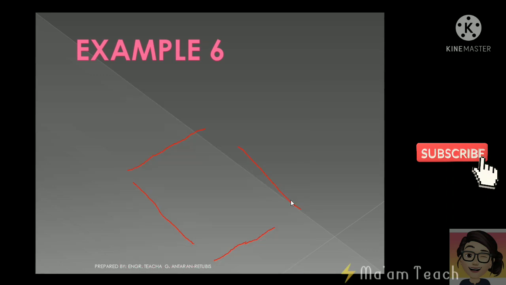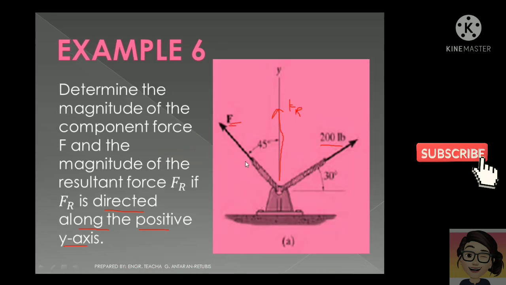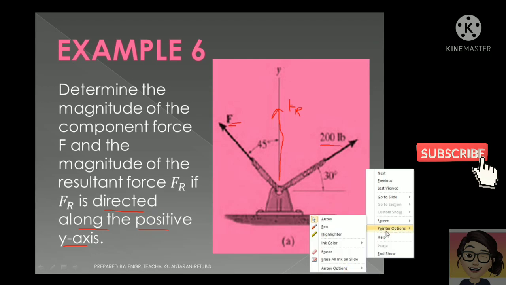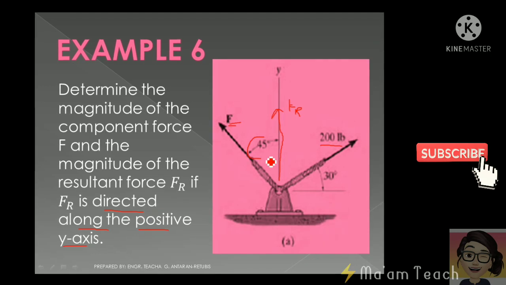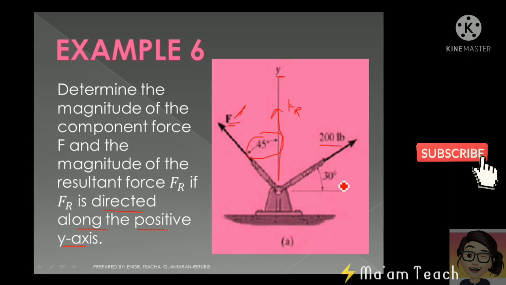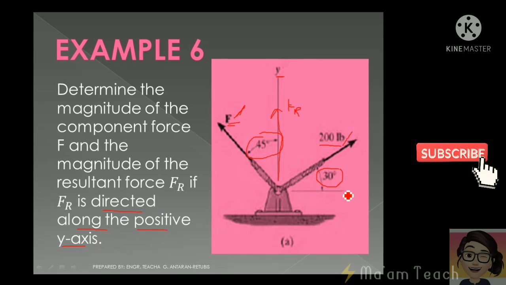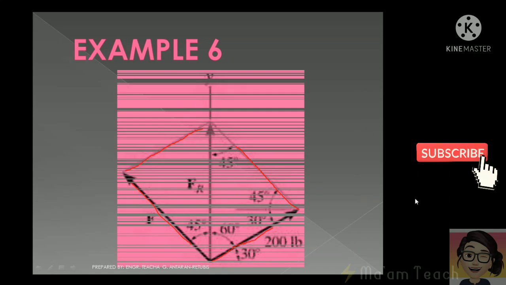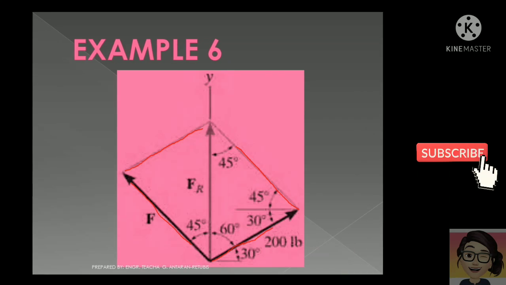So the given, if we recall, is only this 45 degrees, which is the direction of our F. Take note that this 45 degrees is with respect to the y-axis, while this 30 degrees is the direction of our 200 pound, which is with respect to the x-axis. Okay, so based from that, we'll be able to determine the other angles of our parallelogram.